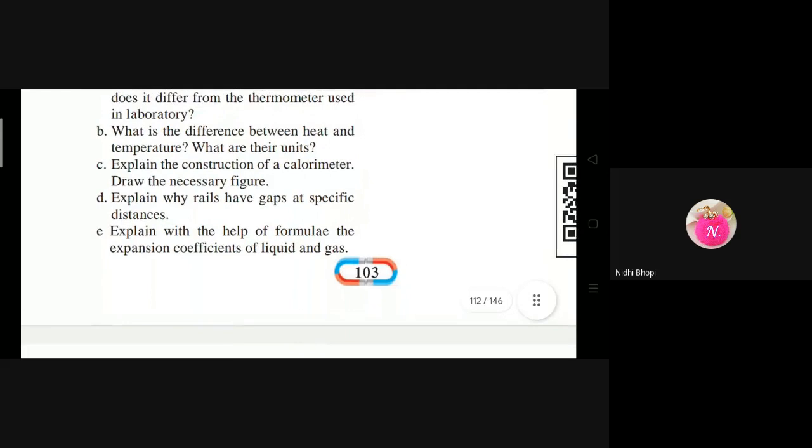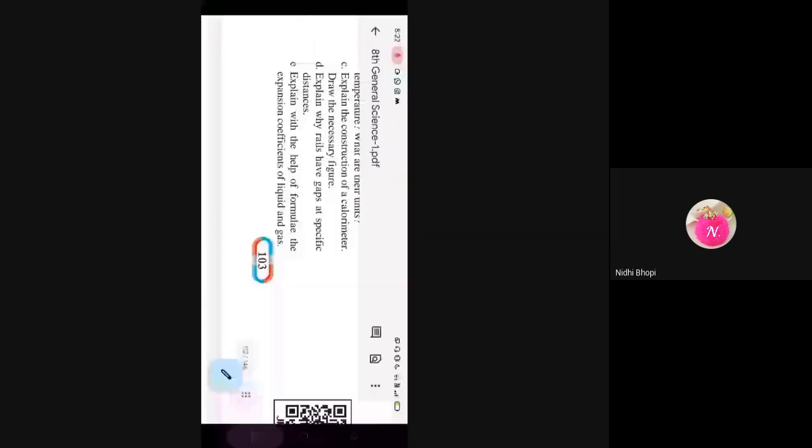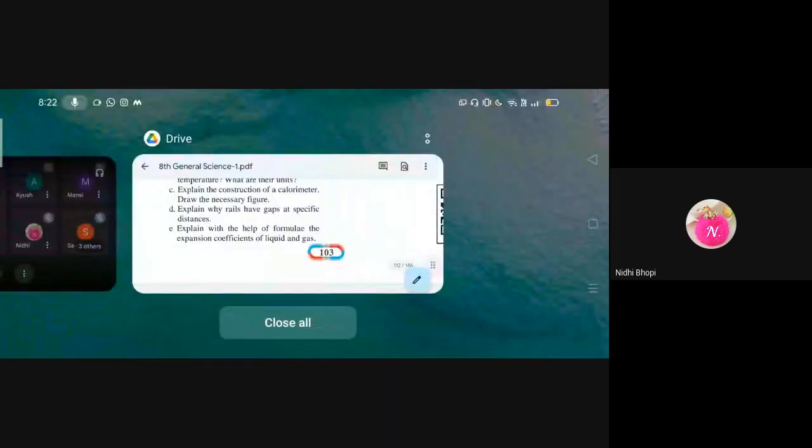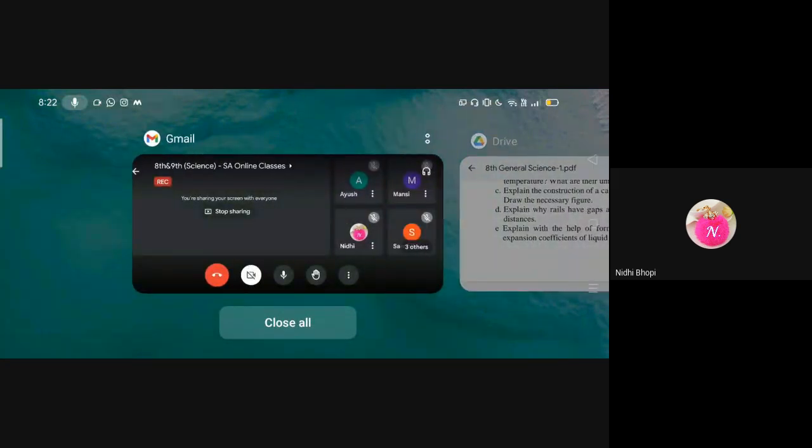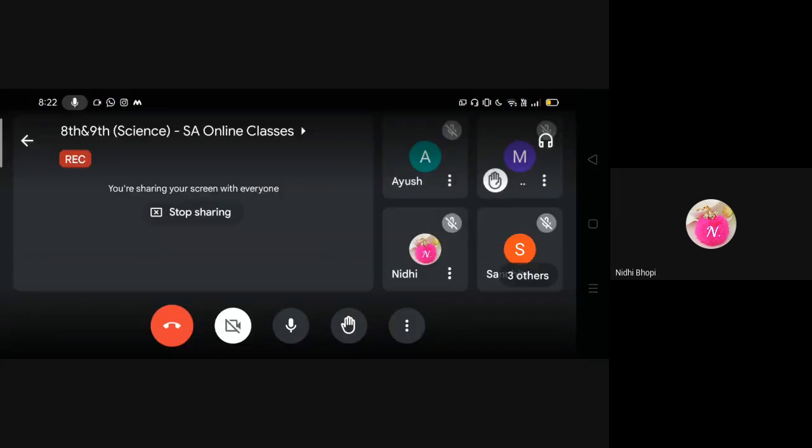Explain why rails have gaps at specific distances. Mansi. Rails are not continuous. A small gap is kept between them at regular intervals. This is kept to accommodate the change in the length of the rails with change in temperature. If this gap is not kept, then the rails will get disrupted due to expansion in summer, which may lead to accidents. Yes.